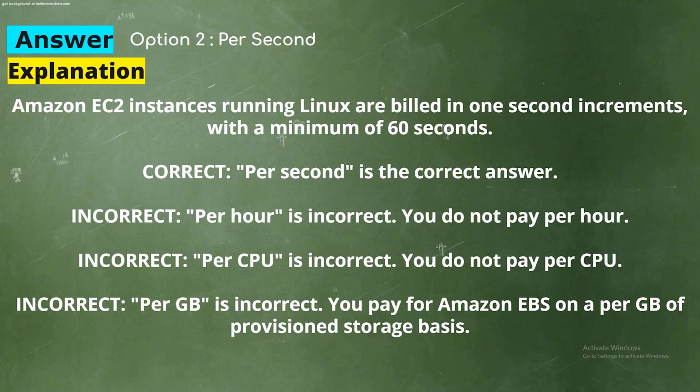Correct, per second is the correct answer. Incorrect, per hour is incorrect. You do not pay per hour. Incorrect, per CPU is incorrect. You do not pay per CPU. Incorrect, per gigabyte is incorrect. You pay for Amazon EBS on a per gigabyte of provisioned storage basis.